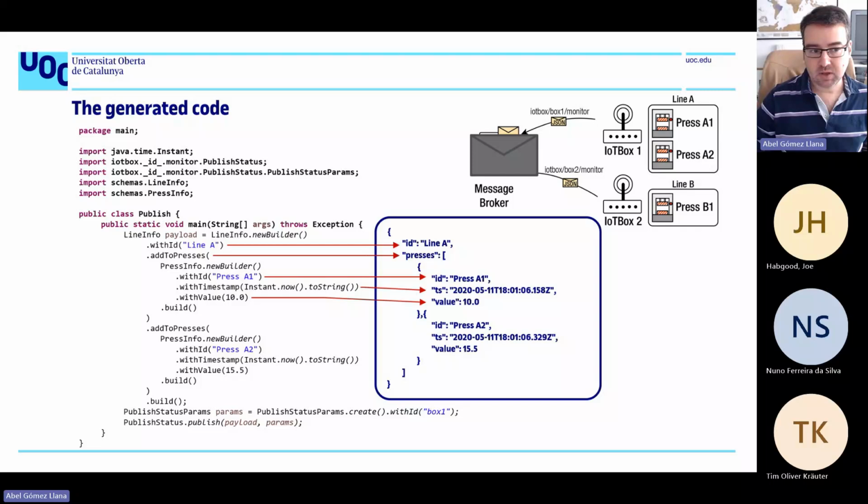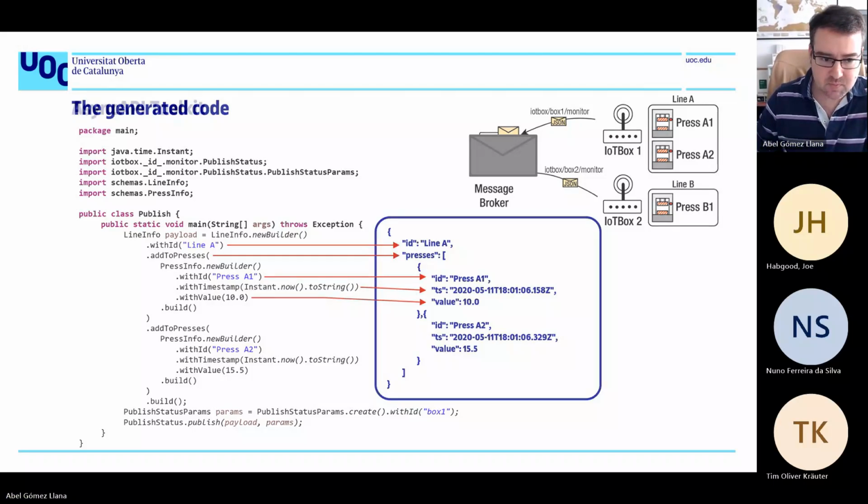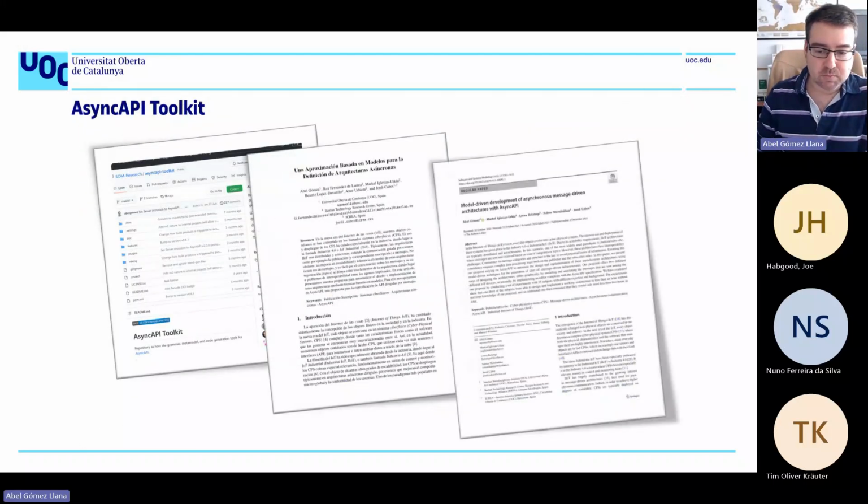So this is an example of how to use this DSL to set up the different parameters and to send the message. This is something we have been doing in the MDE community for a long time. This was published in several papers. We also have a repository with all the tool and the source code.